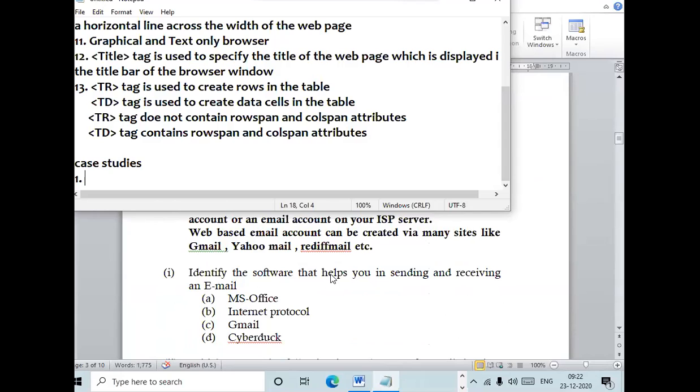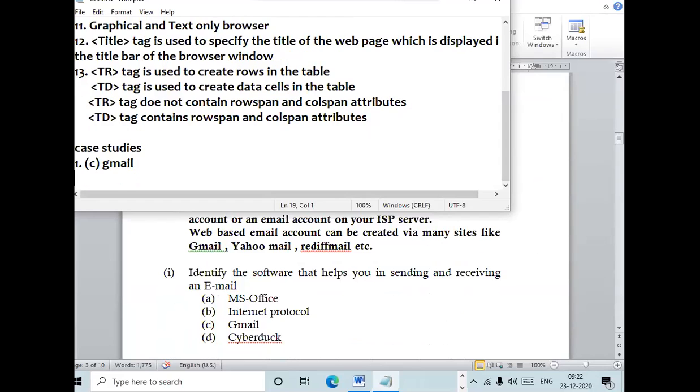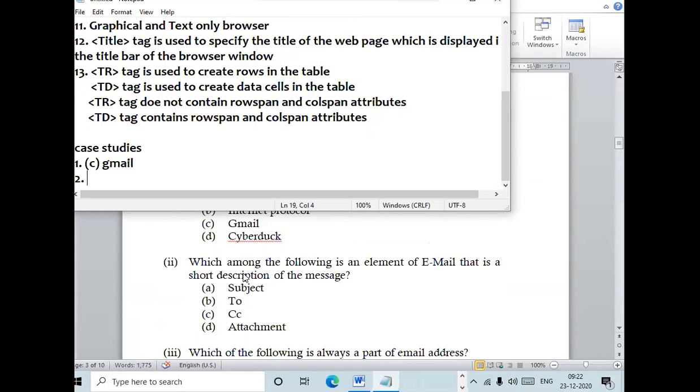Identify the software that helps you in sending and receiving an email. Very much clear answer, Gmail. Second question. Which among the following is an element of email that is a short description of the message? Option A, subject. Am I clear?